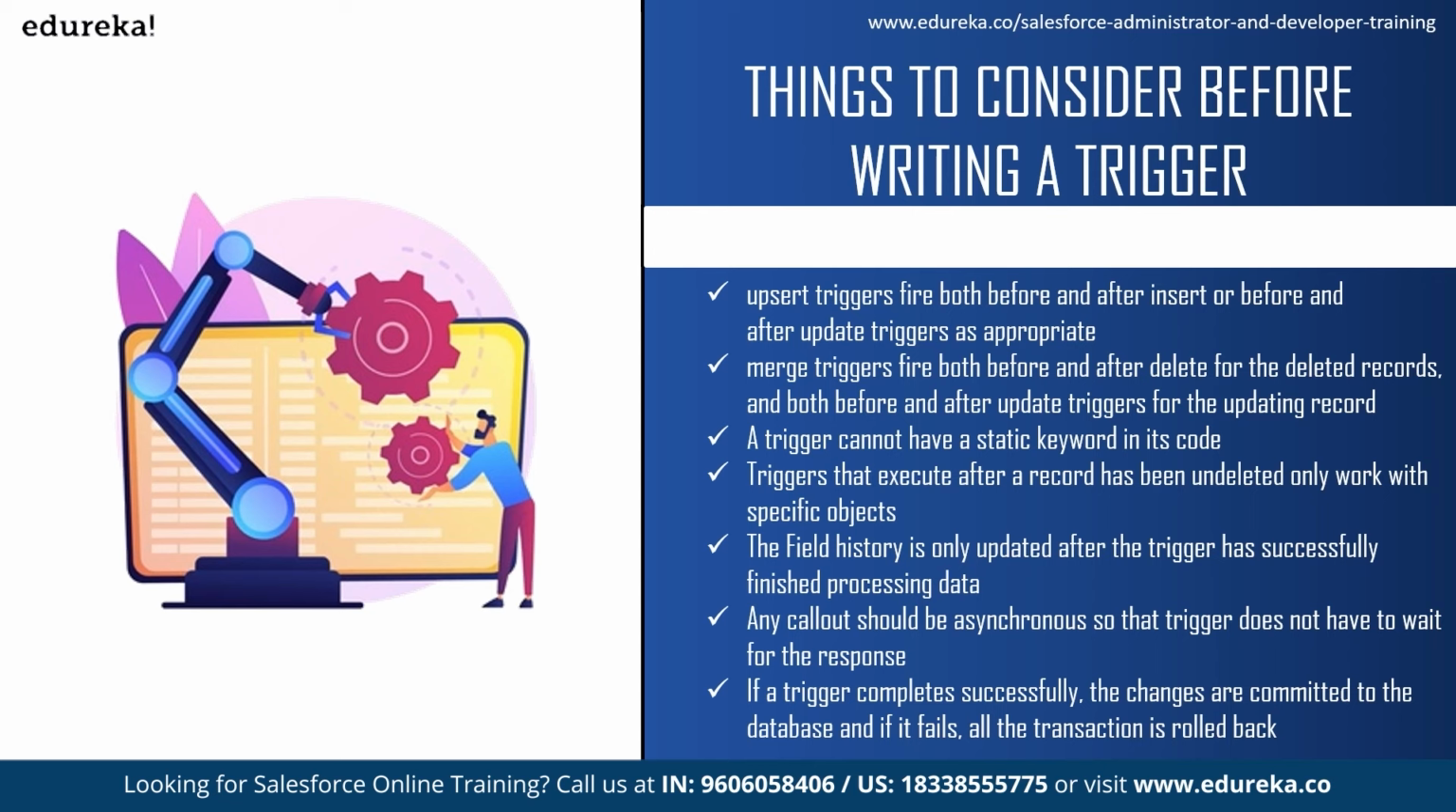Also, any callout should be asynchronous so that triggers do not have to wait for the response. And the last point is, if a trigger completes successfully, the changes are committed to the database. And if it fails, the whole transaction is rolled back, which means it becomes the same as it was before. So these were some of the things you need to consider before writing a trigger in Apex.